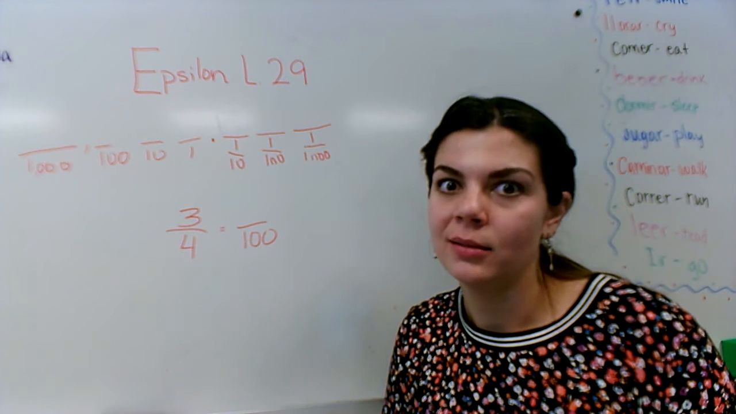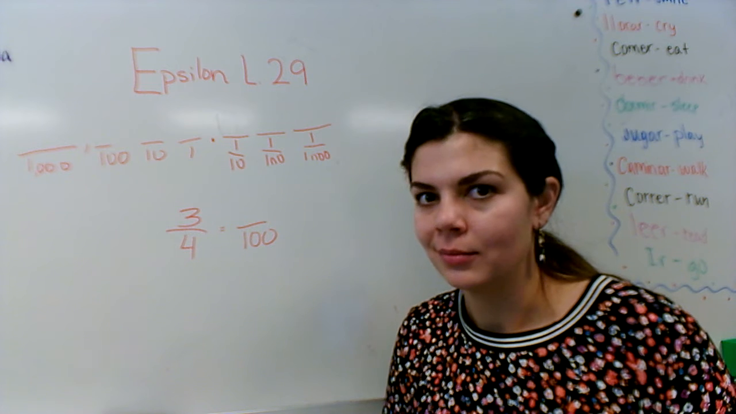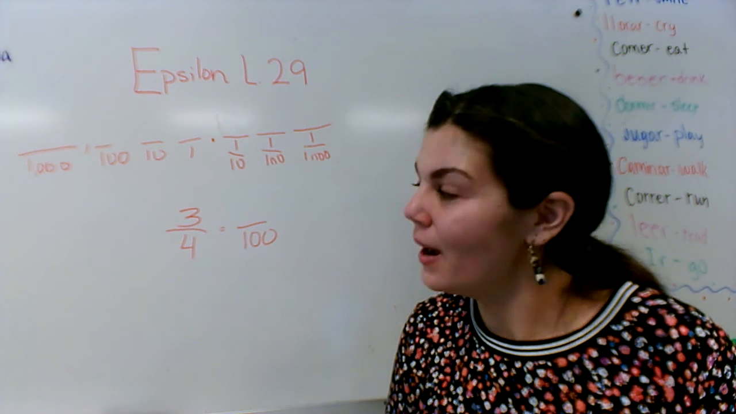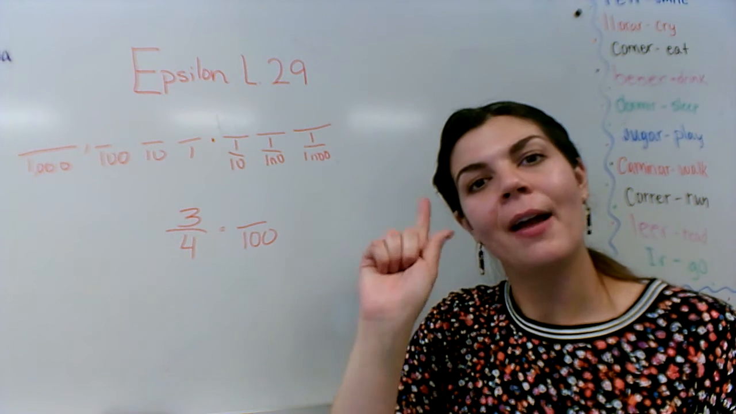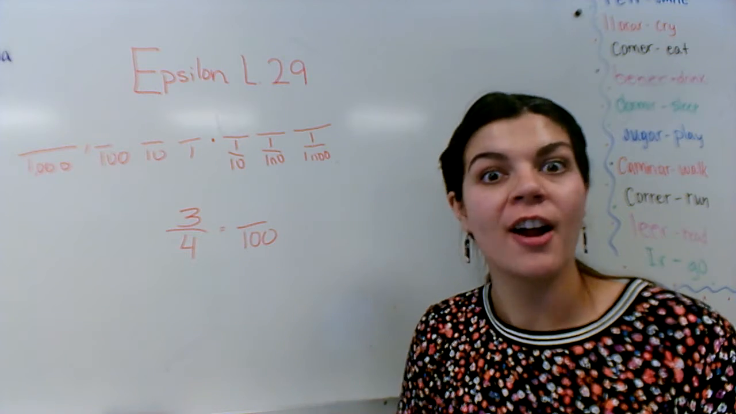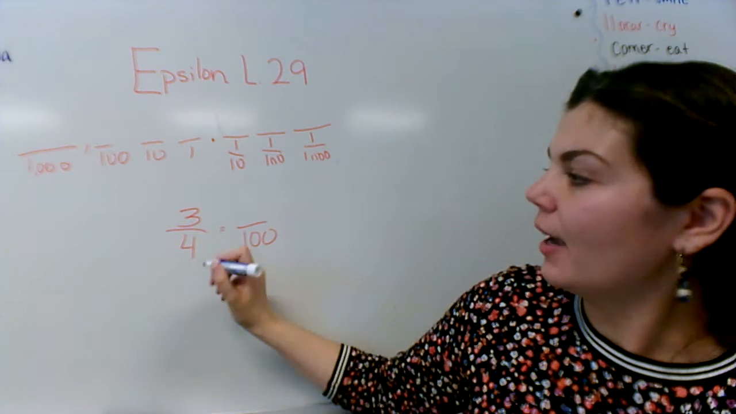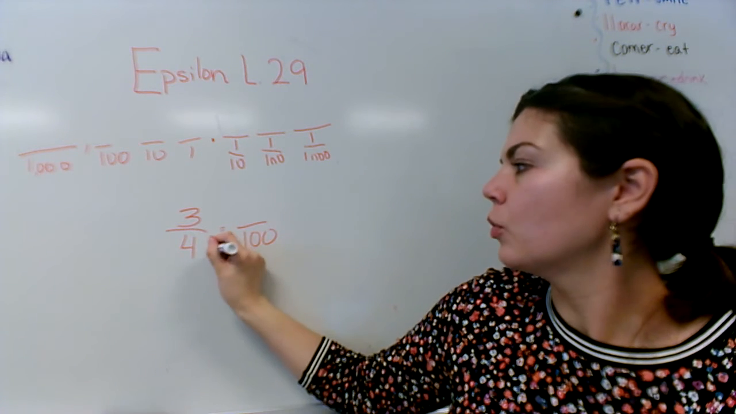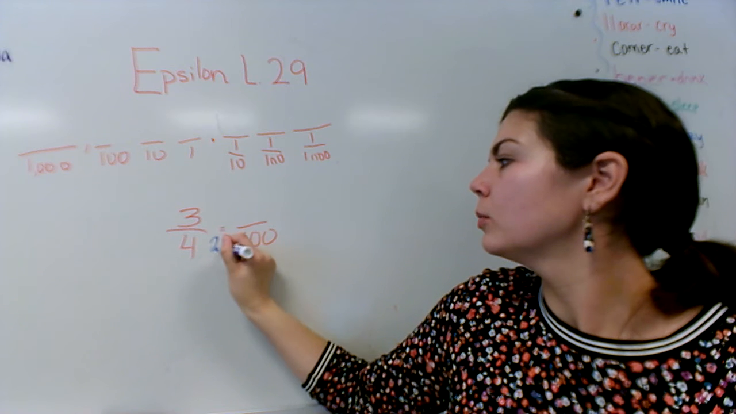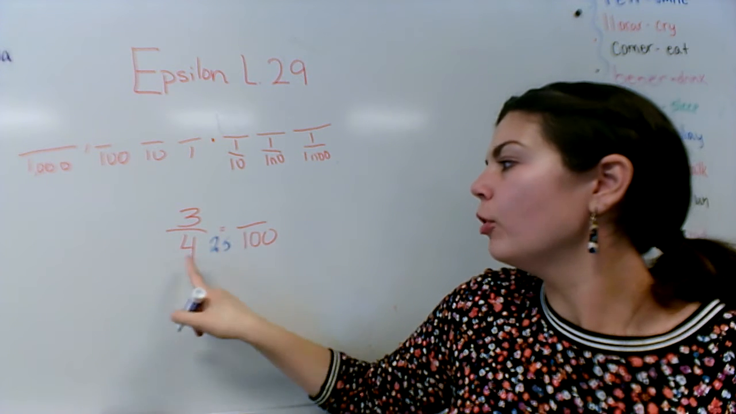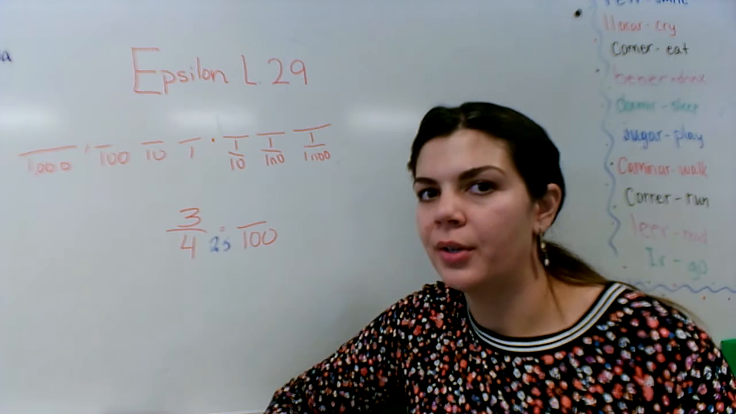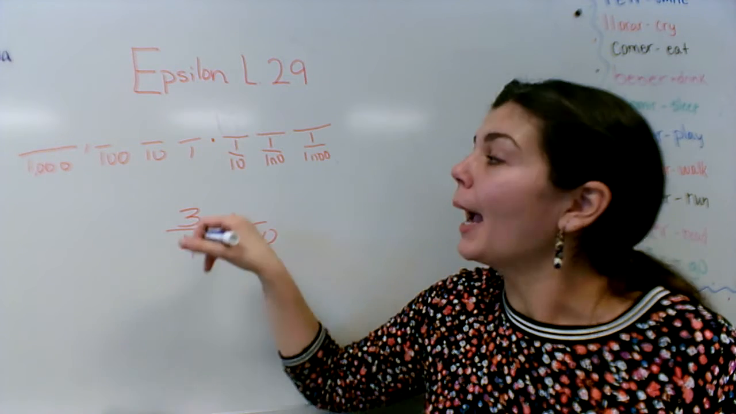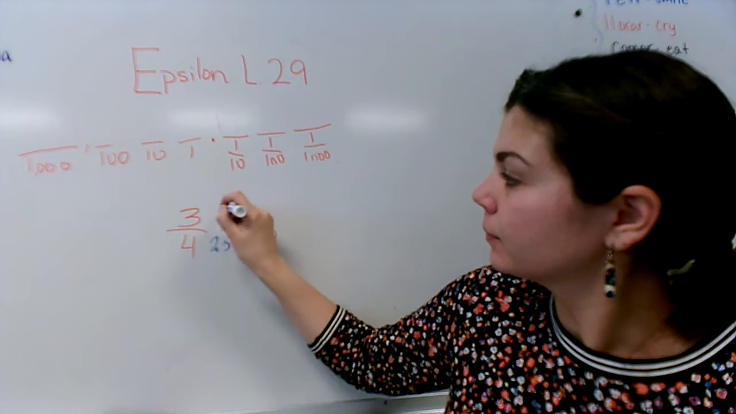I'll give you a hint. Quarters. How much is a quarter? 25. 25, 50, 75, $1. 4 quarters and $1, right? I'm just using quarters because they're 25. So 4 times 25 is 100. Now, if I do it to the bottom, I have to do it to the top.